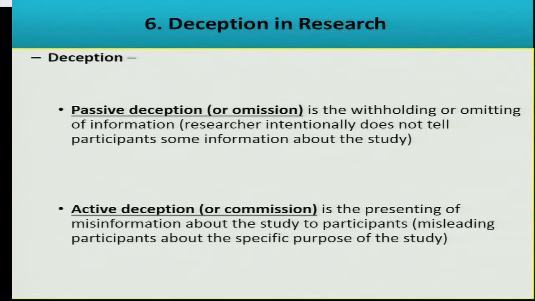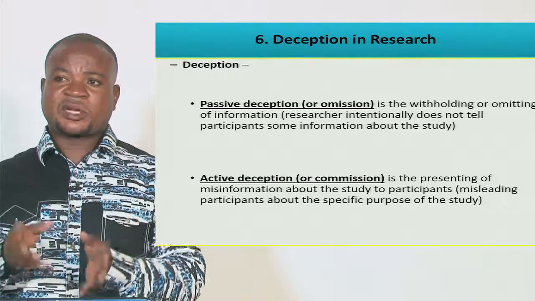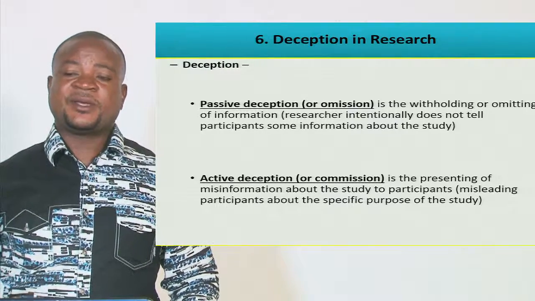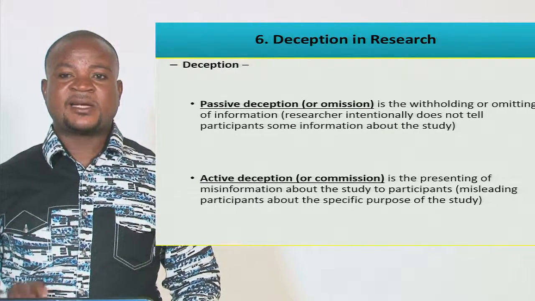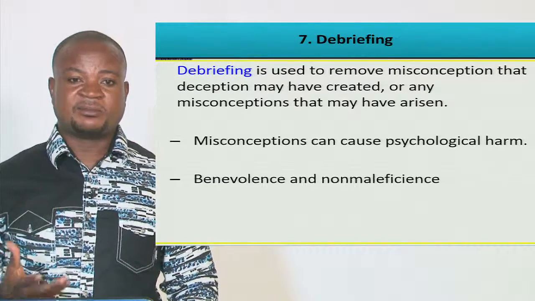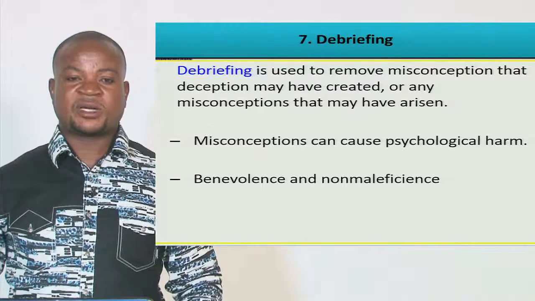When it becomes very, very necessary to use some form of deception, perhaps where if you tell people the real intention of the research, they will tend to give you answers that you want, and so you might like to hide the real intention of the research, APA requirement is that at the end of the research, you debrief them. So debriefing is very key. You tell them really what they have gone through and whether you have deceived them along the way or not.